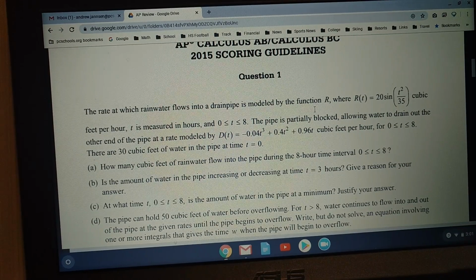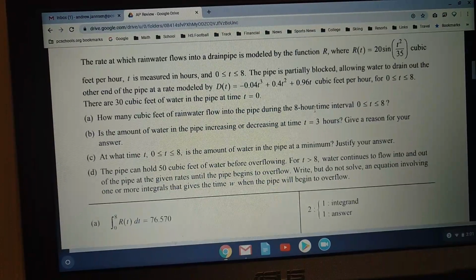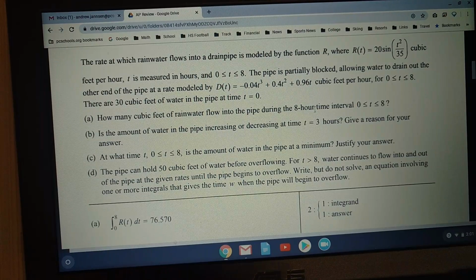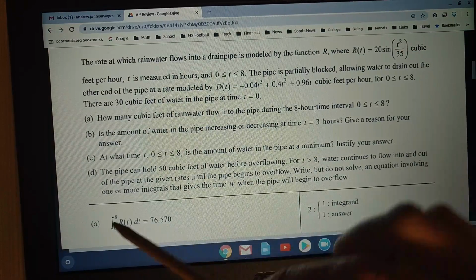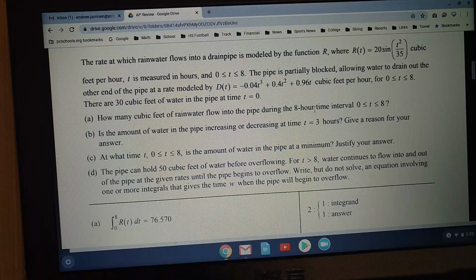This is just going to be a straight integration setup. We get the rate in function, which is the R function, and we integrate from 0 to 8 of that function, and that'll give us the total. Setting up, knowing that you need to integrate the R function, just having the correct integrand is all you have to do to get one of the points. The second point is all included for having the 0 to 8 and getting that 76.570.